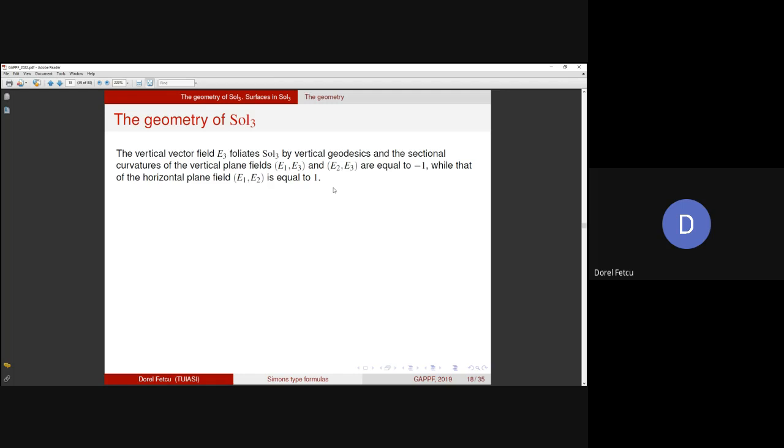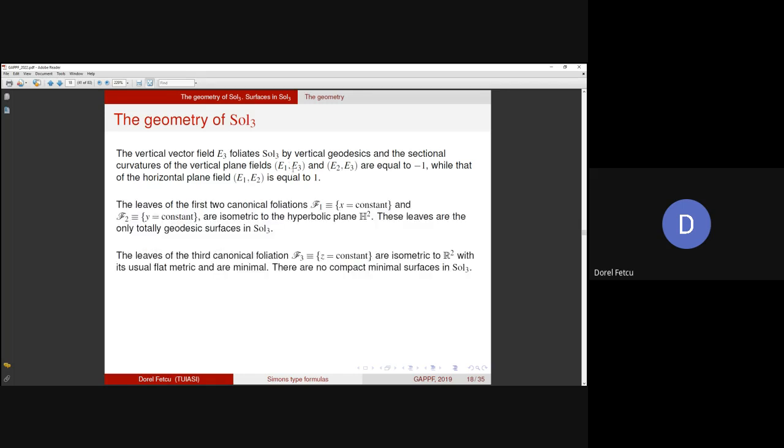Now, the vertical field E3 foliates Sol by vertical geodesics, and the sectional curvatures of the vertical plane fields E1, E3, and E2, E3 are equal to -1, while that of the horizontal plane field E1, E2 is equal to 1. The leaves of the first two canonical foliations, X constant and Y constant, are isometric to the hyperbolic plane H2, and these leaves are the only totally geodesic surfaces in Sol.